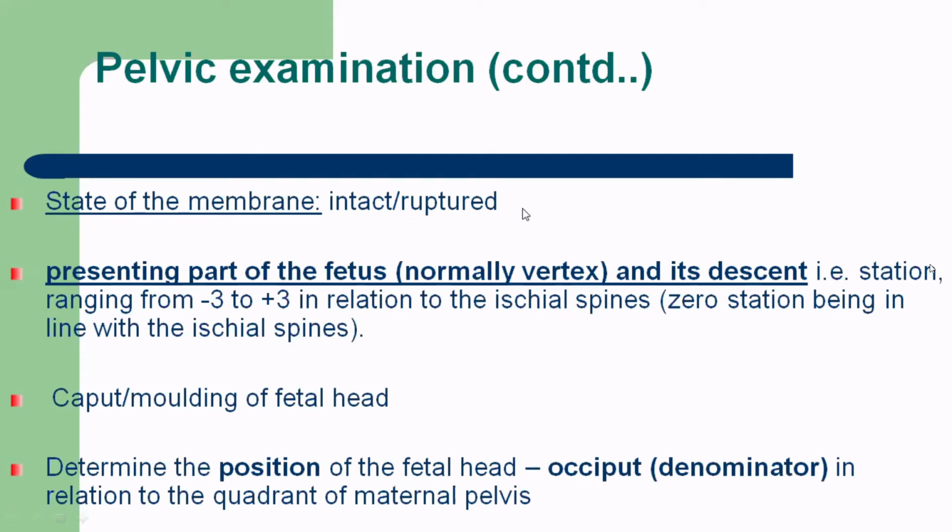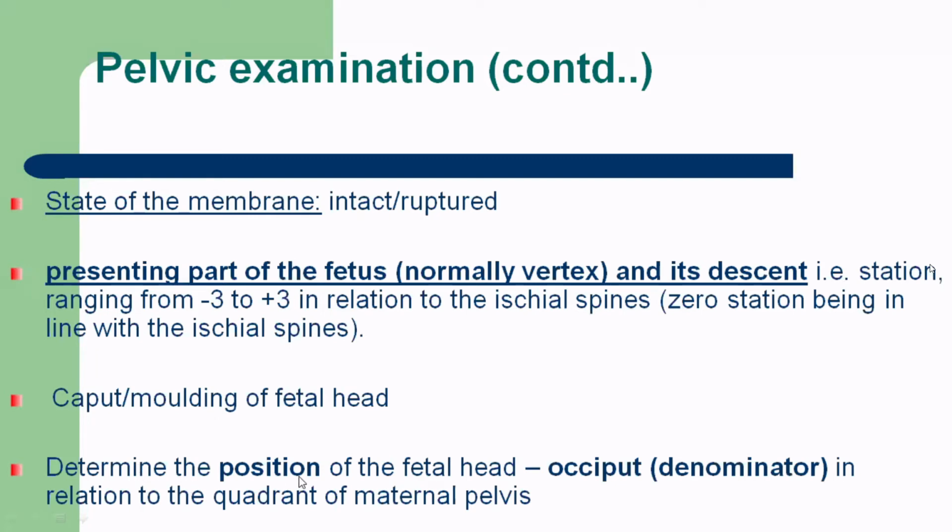or fetal head. And you should also notice the presenting part of the fetus and its descent. Station -3 to +3 in relation to the ischial spine, 0 station being in line with the ischial spine. We have already talked in detail about this. And you should also notice the caput. Caput is the swelling of the fetal head during its passage in the pelvis. Molding is overlapping of scalp bones. That also you should notice, if there is any caput or molding.